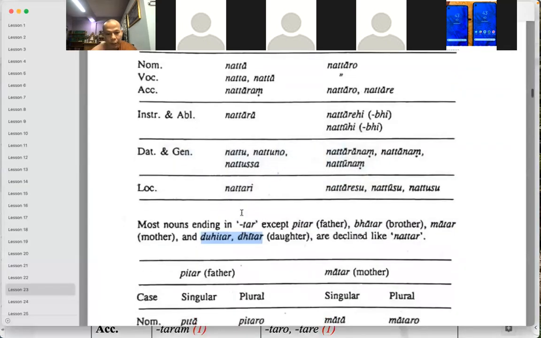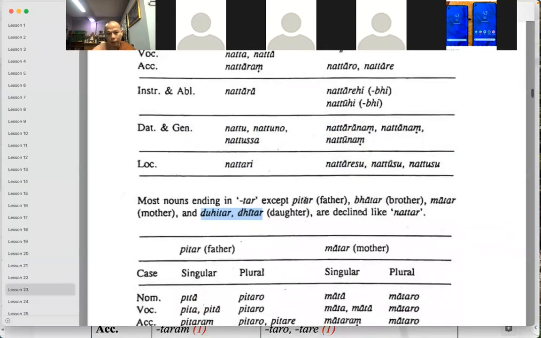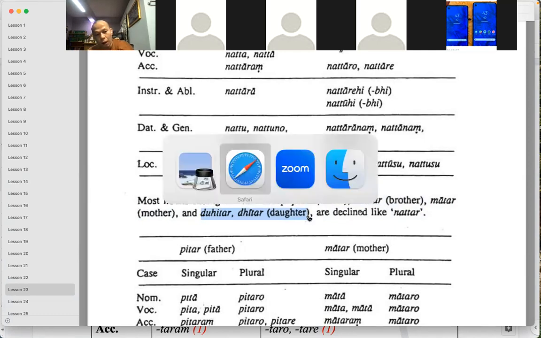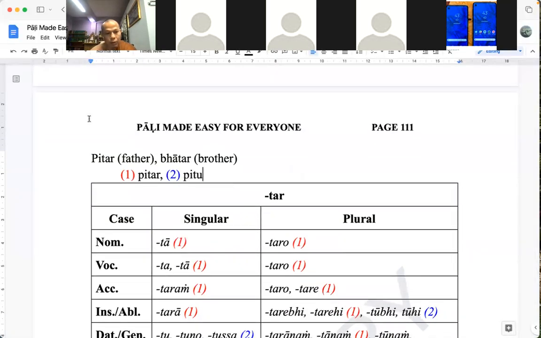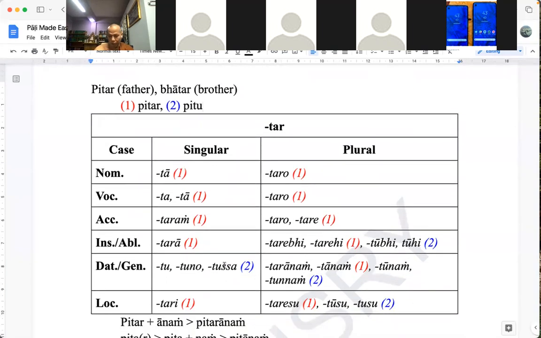And then you see in Pali, except the beta and bata. So beta is father, that is masculine, and bata is brother, that is also masculine. But mother is feminine, and then duhita and dita are also daughter, that is feminine. That is why it is a little bit different: beta and bata are masculine, in this way.